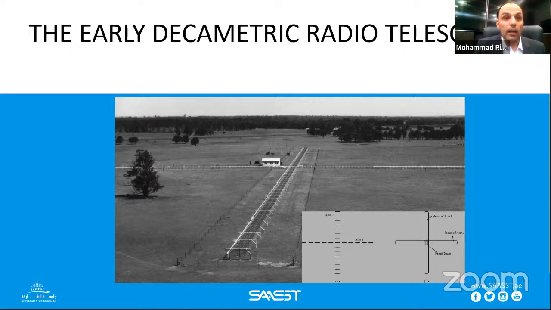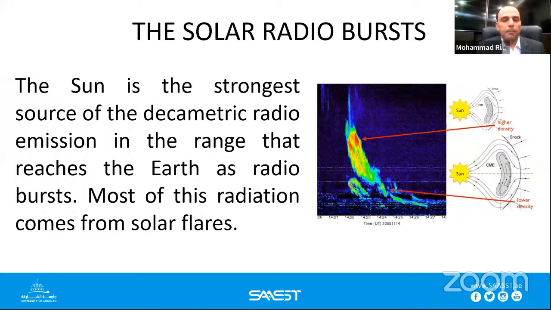The decametric radio waves are produced by any accelerating charges in the existence of a strong magnetic field. So we have to apply two conditions. Accelerating charges is the first condition. The second one is this: the charges accelerate in or cross the lines of a strong magnetic field.